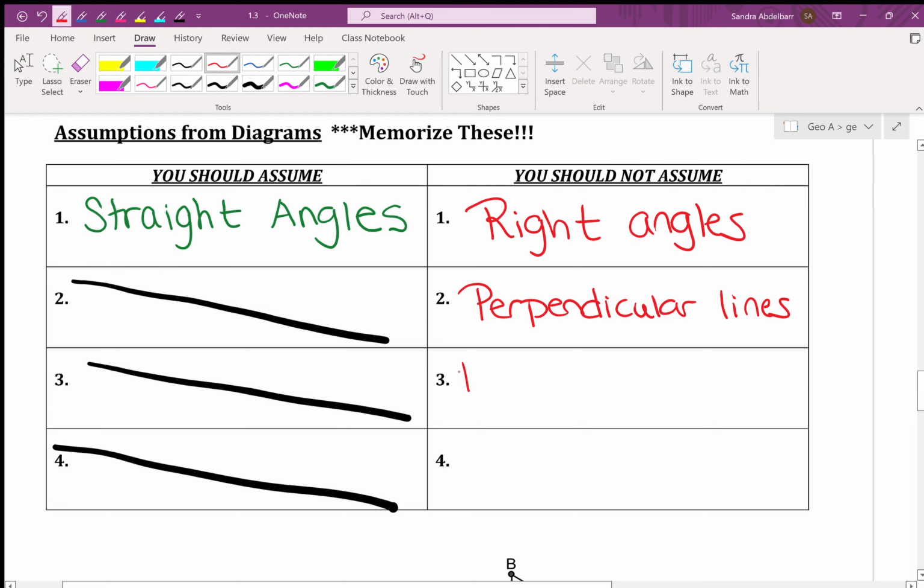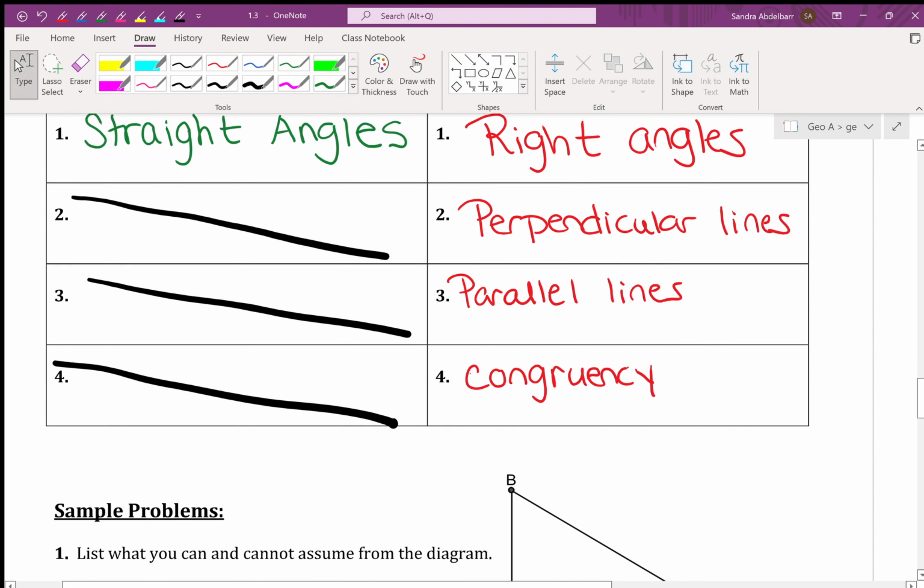We should not assume parallel lines. We should not assume congruency. Just because two things look like they're congruent does not mean that they are. And I'm going to add one more thing that we should not assume. We should not assume size of angles or segments.